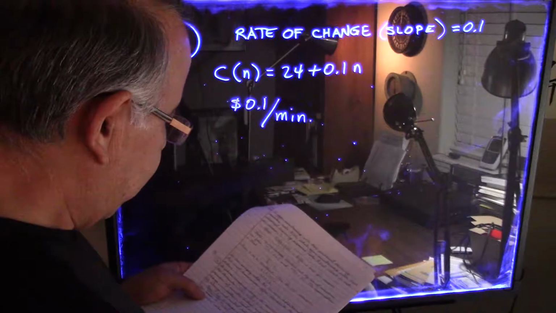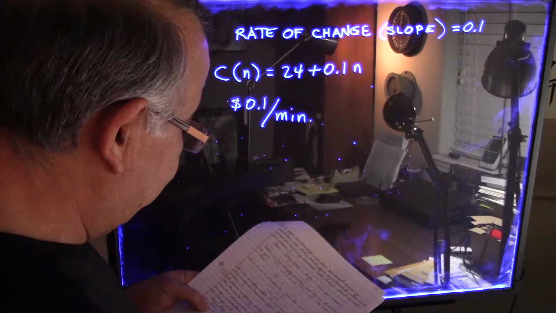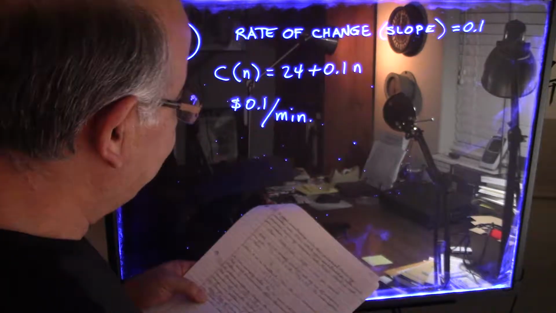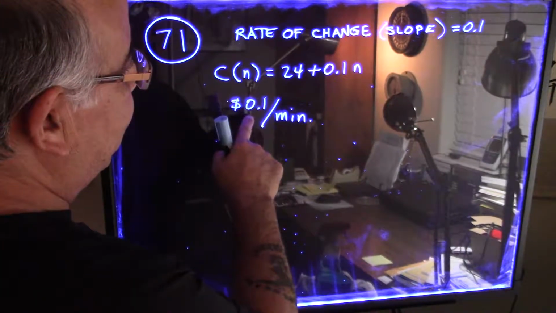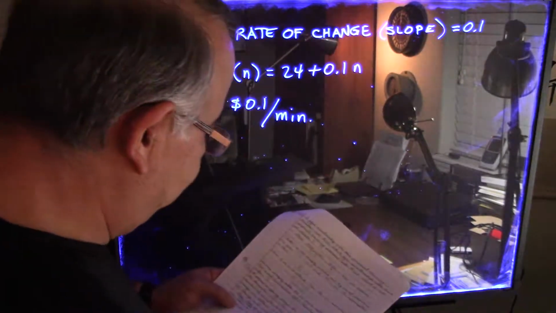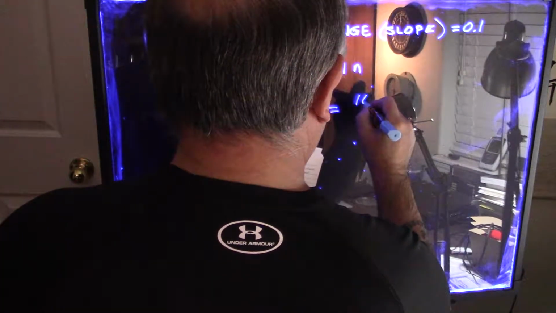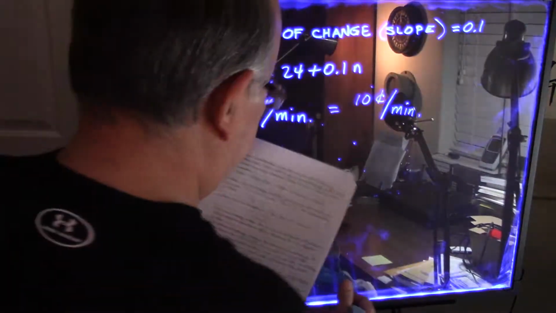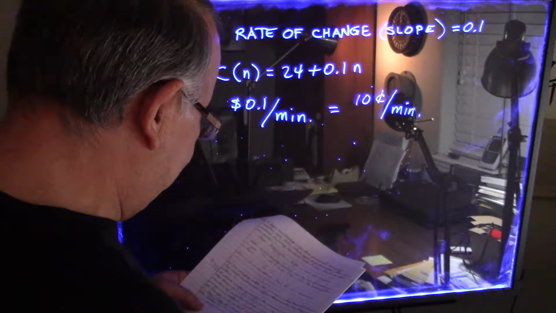Okay? So again, we're talking about the cost or the charge in dollars, and n represents the number of minutes, so that's where we get our units. So the cost is increasing by $0.1 per minute. $0.1 is 10 cents, so that's 10 cents per minute. And that's for each additional minute talked.